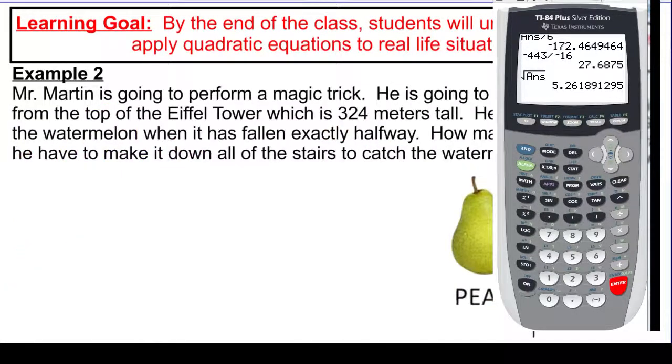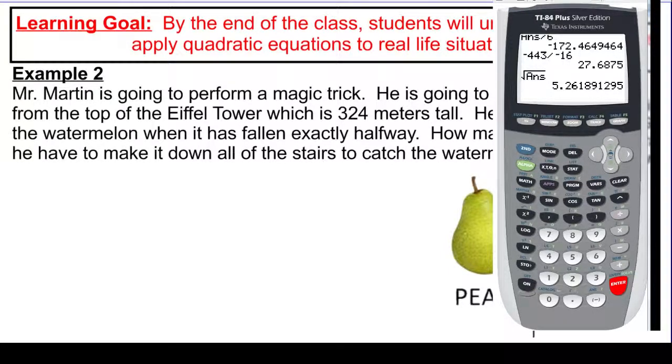For the second problem, I'm going to do a magic trick. I'm going to go to the top of the Eiffel Tower, which is 324 meters tall, and I'm going to drop a watermelon. Then I'm going to run down the stairs, and I want to catch it exactly halfway down. So I'm going to reach my hands out exactly halfway down its fall, grab it and catch it. I want to know how many seconds I have to get down there and grab the watermelon.